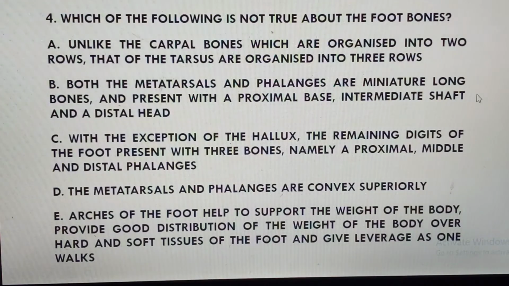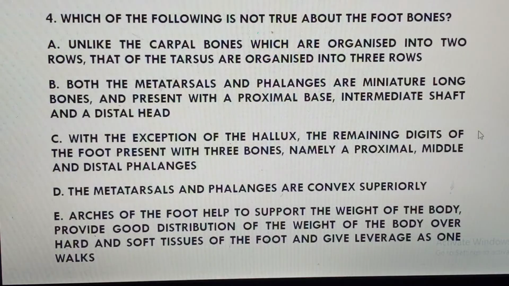Yes, this is actually a very true statement. The reason why they are miniature long bones is that they present with a single functional epiphysis. If there is another one, that one becomes an aberrant type of epiphysis. We will see that. Option C says, with the exception of the hallux, the remaining digits of the foot present with 3 bones, namely a proximal, middle, and a distal phalanx. Now, that's a very true statement.